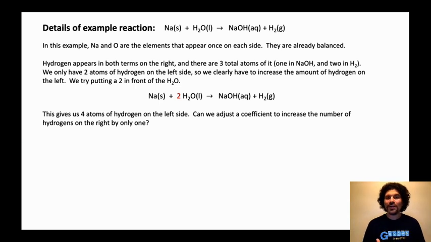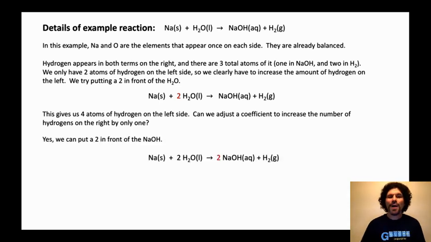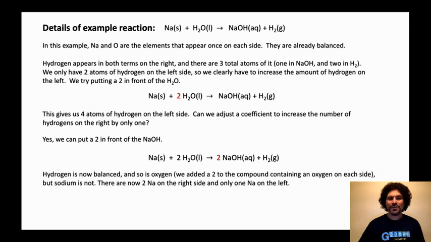Well, you're not going to want to do this with the H2, because if we multiply the H2 by 2, that's going to give us 5 hydrogens on the right side. But if we put a 2 in front of the NaOH, that will do the trick. So where we are now is sodium plus 2 waters gives us 2 NaOHs and H2. So where's the problem? Well, hydrogen's now balanced.